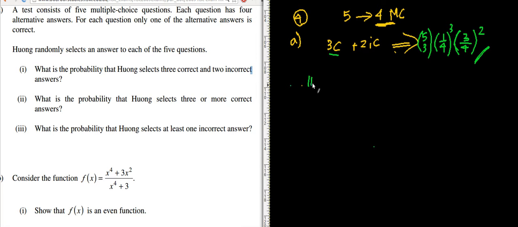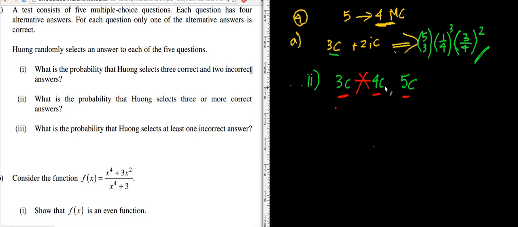Part 2. So part 2 is asking what is the probability that one selects 3 or more, so 3 or more correct answers. So it's got to be 3 correct, 4 correct, or 5 correct. Now notice how I said or. Now with these things, they're independent events, right? They're mutually exclusive. So getting 3 correct is not the same as getting 4 correct, and it's definitely not the same as getting 5 correct.